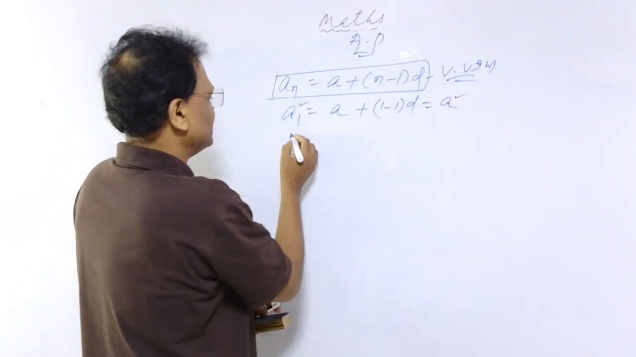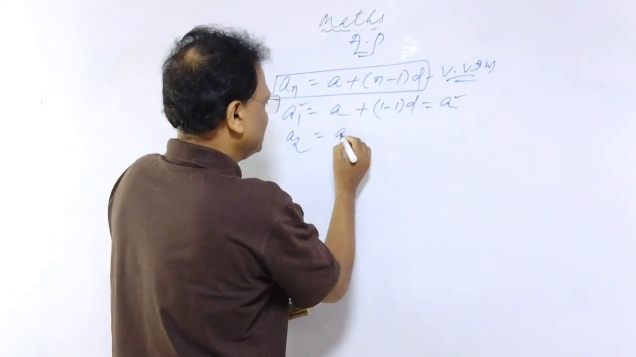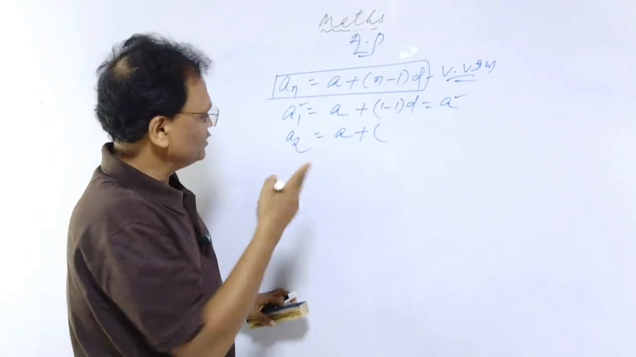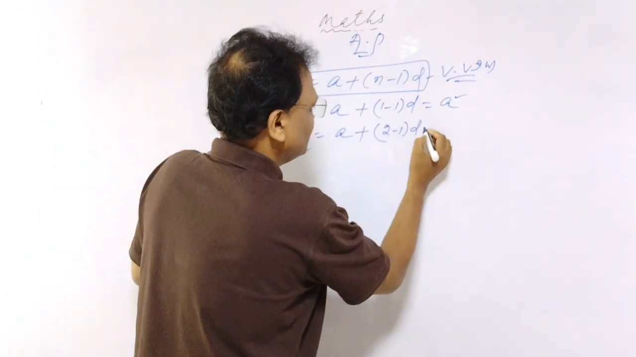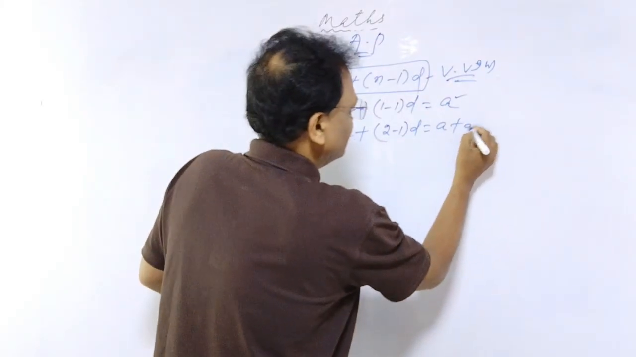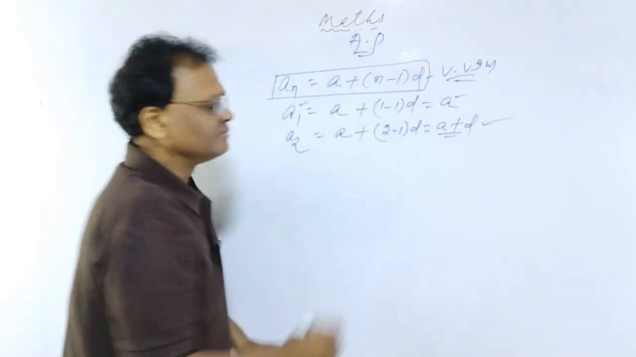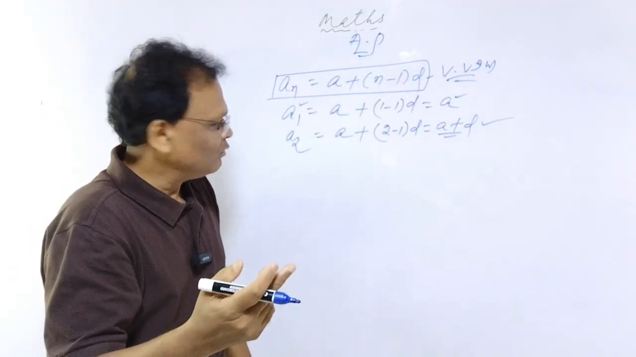Now if I find the second term, a2, it is again a plus (n minus 1) into d. n is 2 because I am finding the second term. 2 minus 1 is 1, into d. So my second term is a plus d. What was my first term? a. And the second term is a plus d.